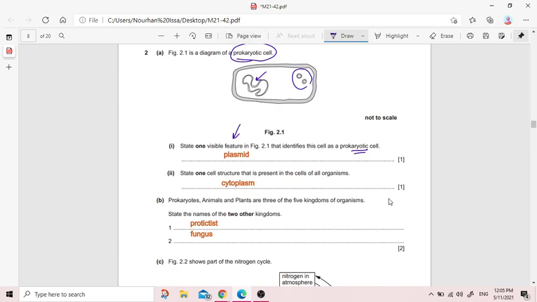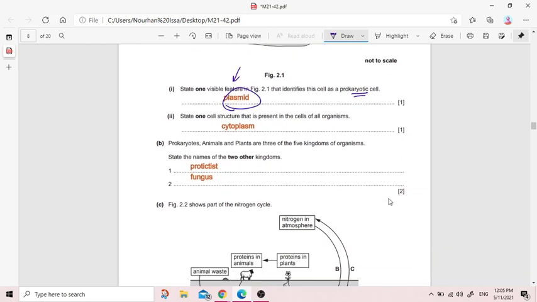When he asks you a visible feature, tell him something that is present. Don't say no nucleus. I cannot see no nucleus, it is something that is not visible. It's not there. I want a feature that I can see that makes me say that this is a prokaryotic cell. So I said the plasmid or loop of DNA.